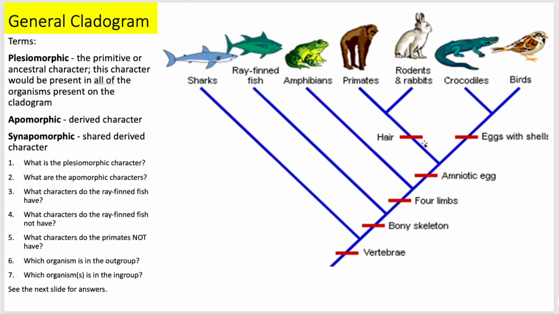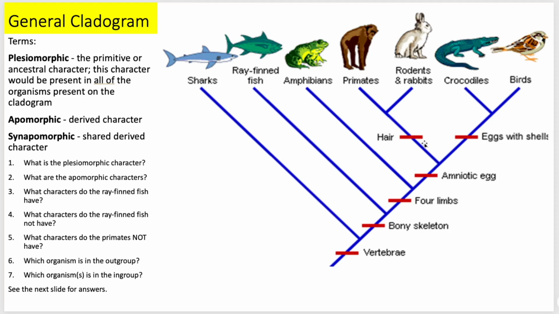Remember, plesiomorphic, the primitive or ancestral character. This character would be present in all of the organisms on the cladogram. So what is the plesiomorphic character in this chart? It's going to be the first character or trait that you come to, which in this case would be vertebrae. Then it asks, well, what are the apomorphic characters? Well, these are derived characters, so that's going to be everything else. Bony skeleton, four limbs, amniotic egg, so on and so forth.